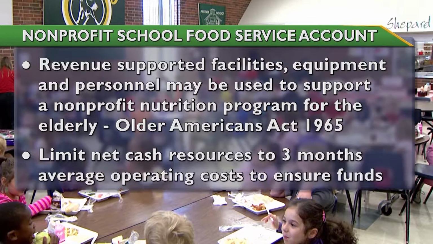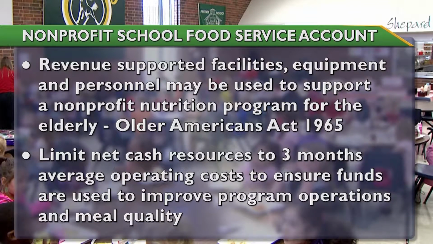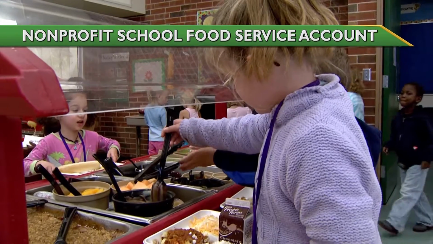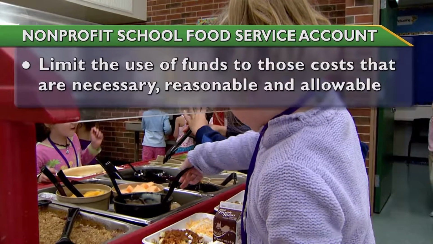LEAs must limit net cash resources to 3 months' average operating costs in order to ensure that funds in the nonprofit school food service account are expended to improve program operations and meal quality. An LEA is allowed to carry a 3-month operating cost in their balance, but they don't want to go over that. But they also want to be sure that they are breaking even and that their program is not running in the red. LEAs must comply with allowable cost restrictions and limit expenses of nonprofit school food service funds to those costs that are necessary, reasonable, and allowable.